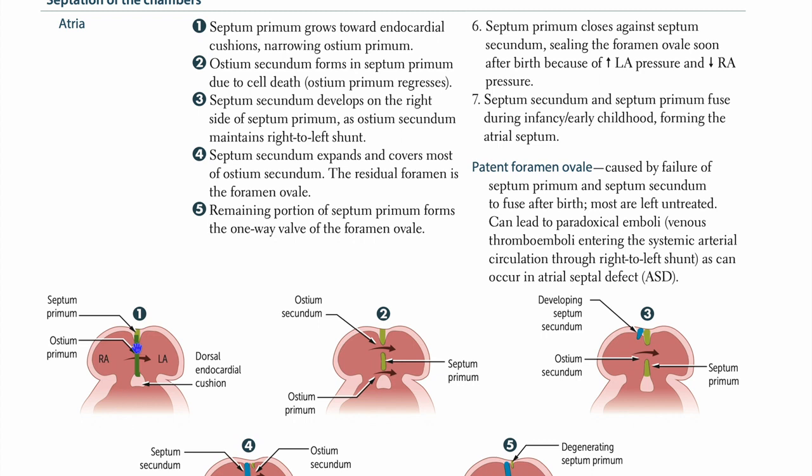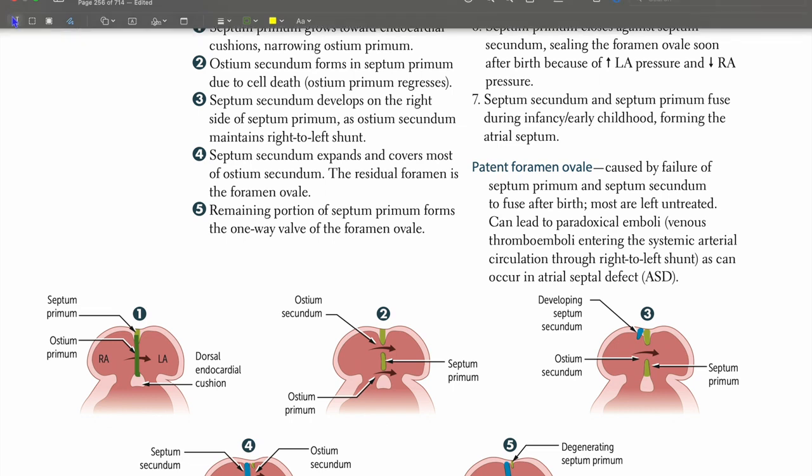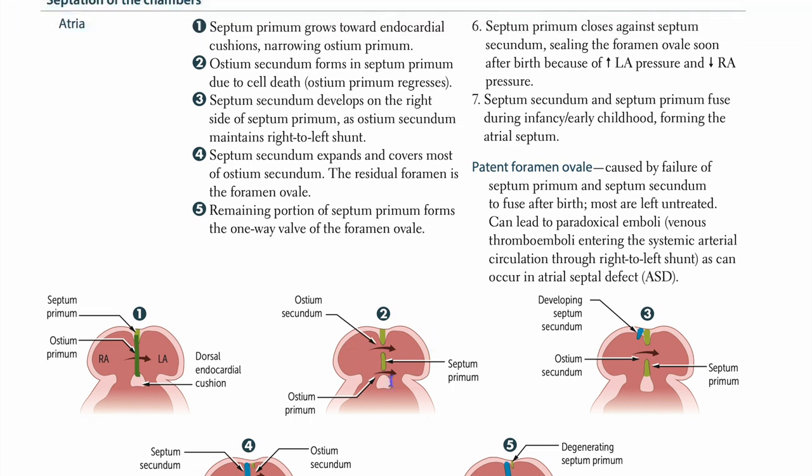Okay. So after that grows, what happens? Some parts of the septum primum undergo apoptosis, so cell death happens, and when cell death happens, the gaps are now called ostium secundum. Okay. So now you have ostium secundum. So ostium secundum forms in septum primum due to cell death. Ostium primum regresses.